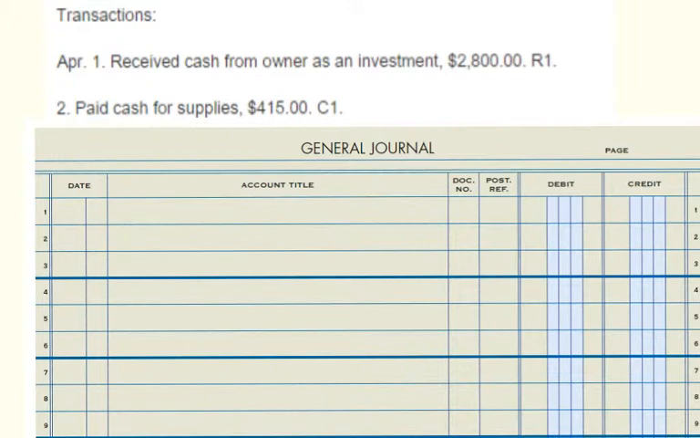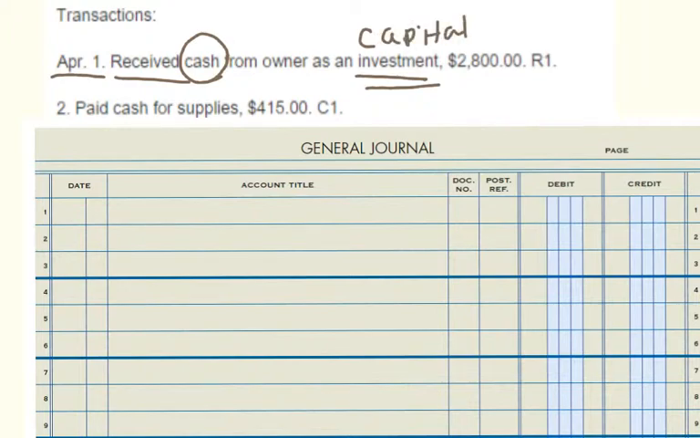We are going to read and break down the transaction just like we've been doing before. You're going to look and notice that on April 1st, received cash. That's the first account affected. From the owner as an investment. Investment is the capital account, remember? Of course you do. And then we look for the amount of $2,800. And then here's our document number. So since it's an R, we've given this owner a receipt.